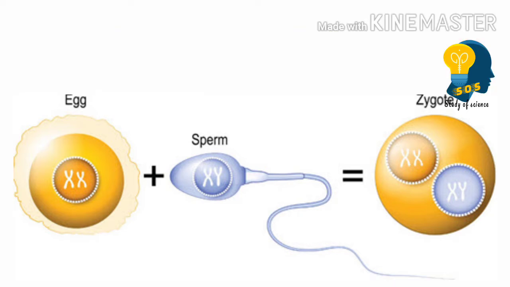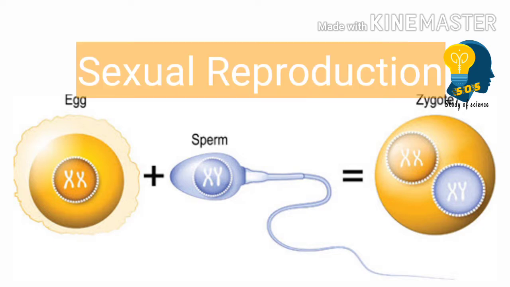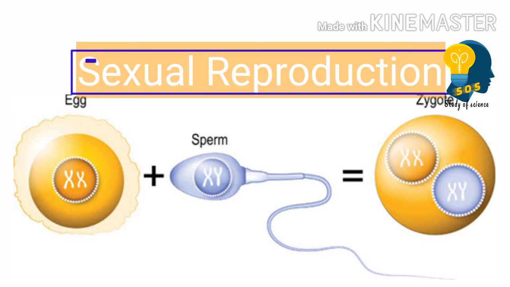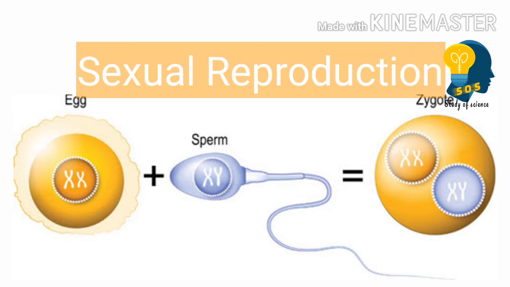And this type of reproduction, where male and female gametes fuse, we call sexual reproduction. As a result of the fusion of male and female gametes, there will be the formation of a zygote. And when the zygote is formed because of the male and female fusion, we call such reproduction sexual reproduction.